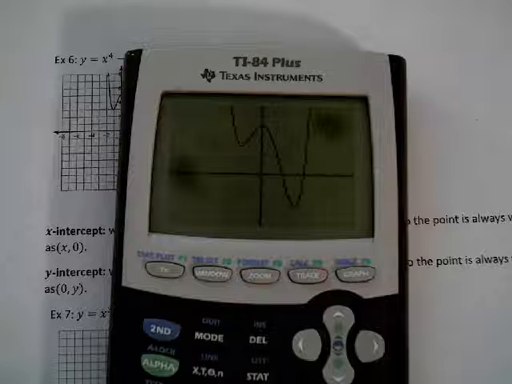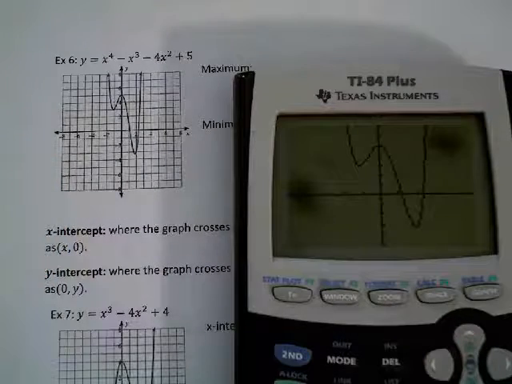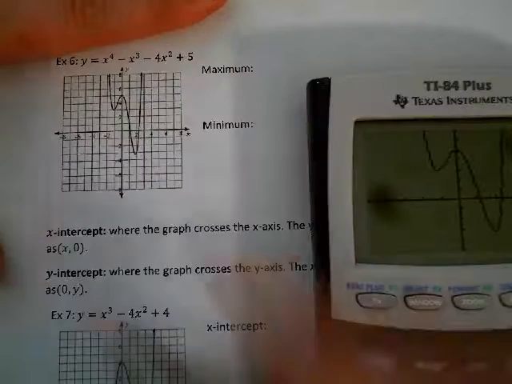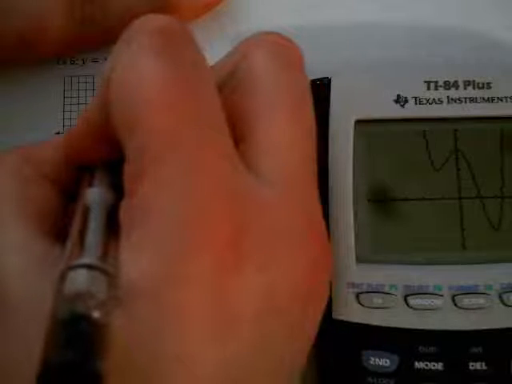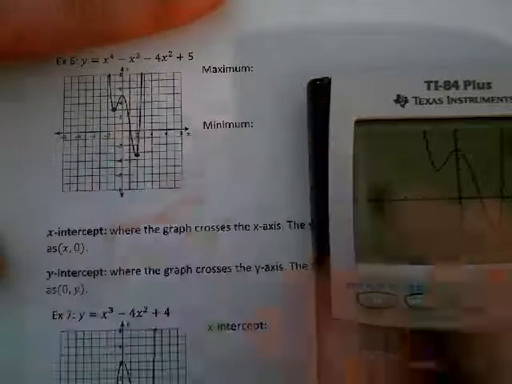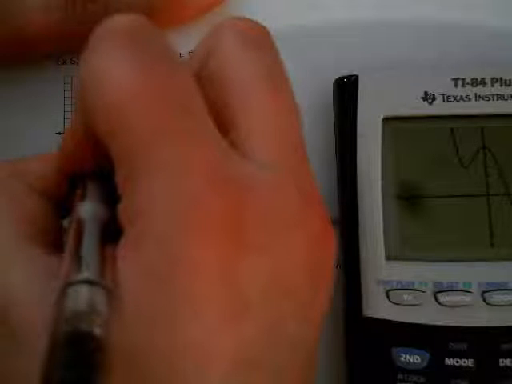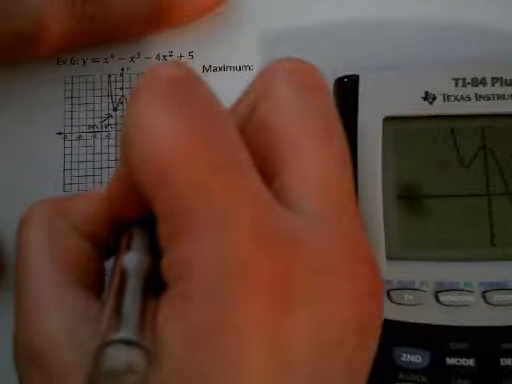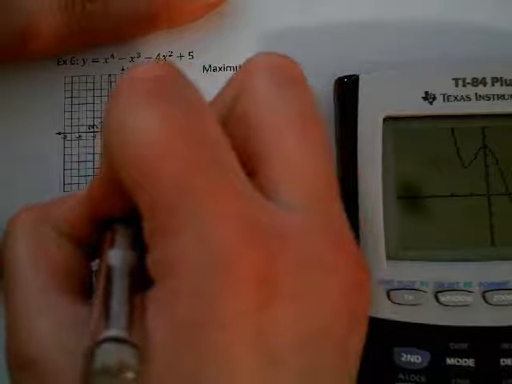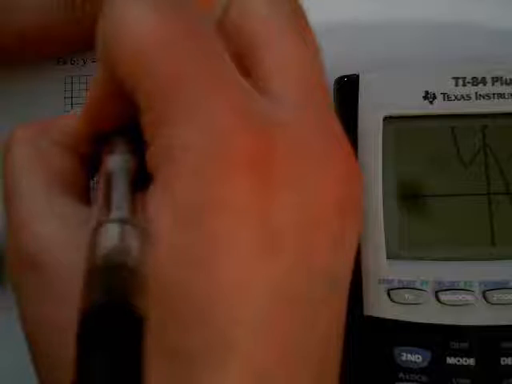Messing with that stuff? Okay, so we have 2 minimums and 1 maximum on this graph. So I'm going to go ahead and label them in the picture just so that we can make sure on our notes we know exactly what this is. So we've got a minimum and a minimum. And right up here we've got a maximum.